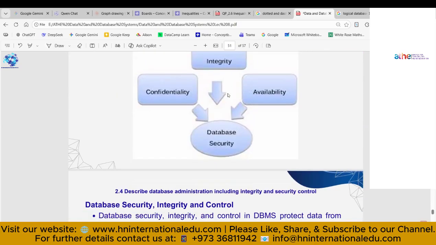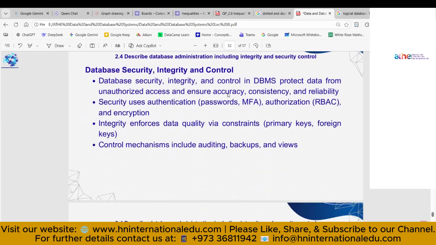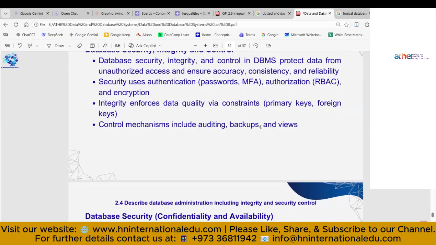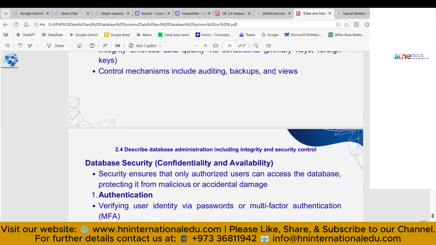Okay. Next is database security, integrity, and control. Like why is database security important? What is included in that? Okay. So database security uses authentication that can include passwords, MFA, authorization, and encryption. Integrity basically ensures that the database is consistent, okay? And it enforces data quality via constraints, and control mechanisms include auditing, backups, and views.